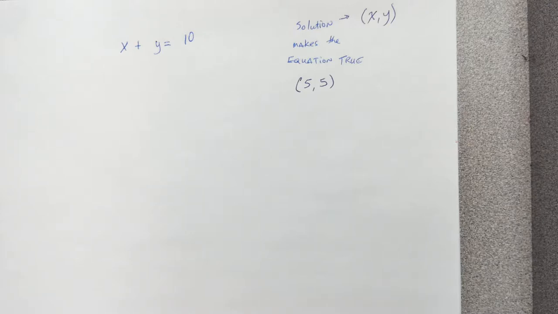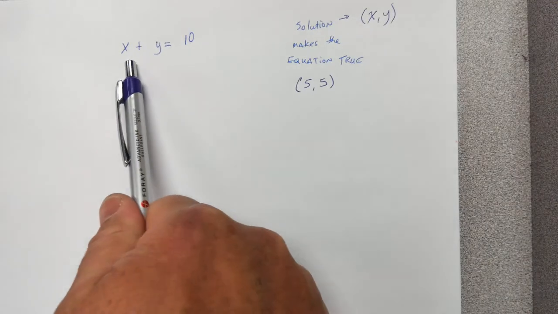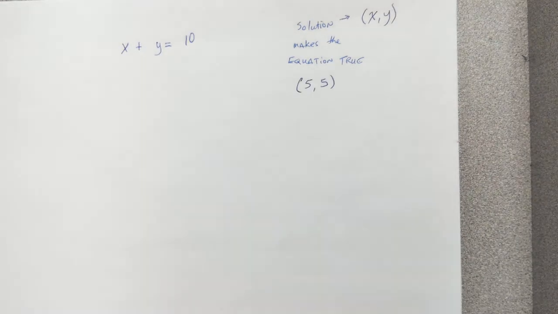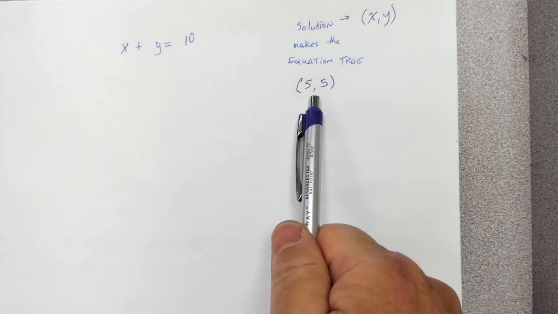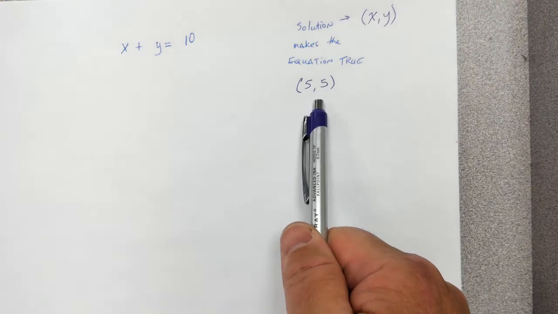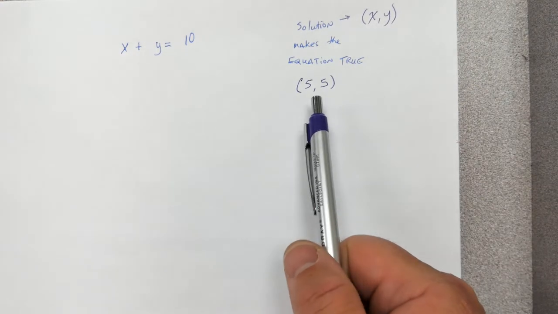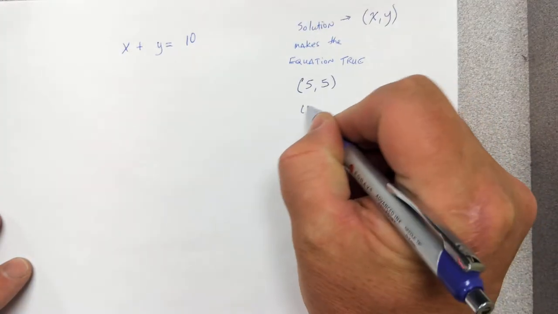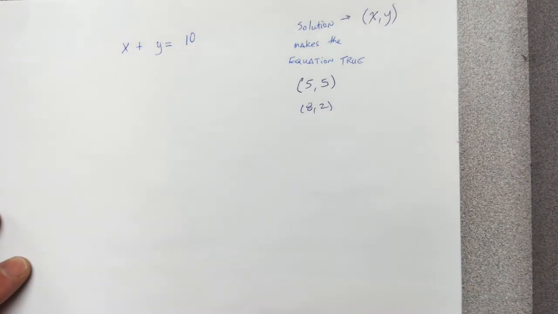What's another solution? Eileen, you got one? Well, come on, I'm going to call on you in 30 seconds. Okay, so you got to get a solution to this. That means that you have to find a number and another number that add up to 10. Already got five. 8, 2? Yeah, that would work.